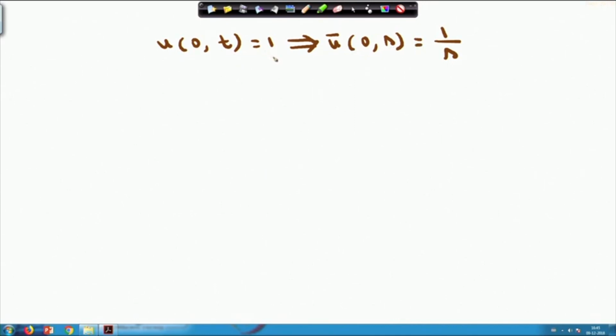And we have been given one more condition, that is u(1, t) also equals 1.